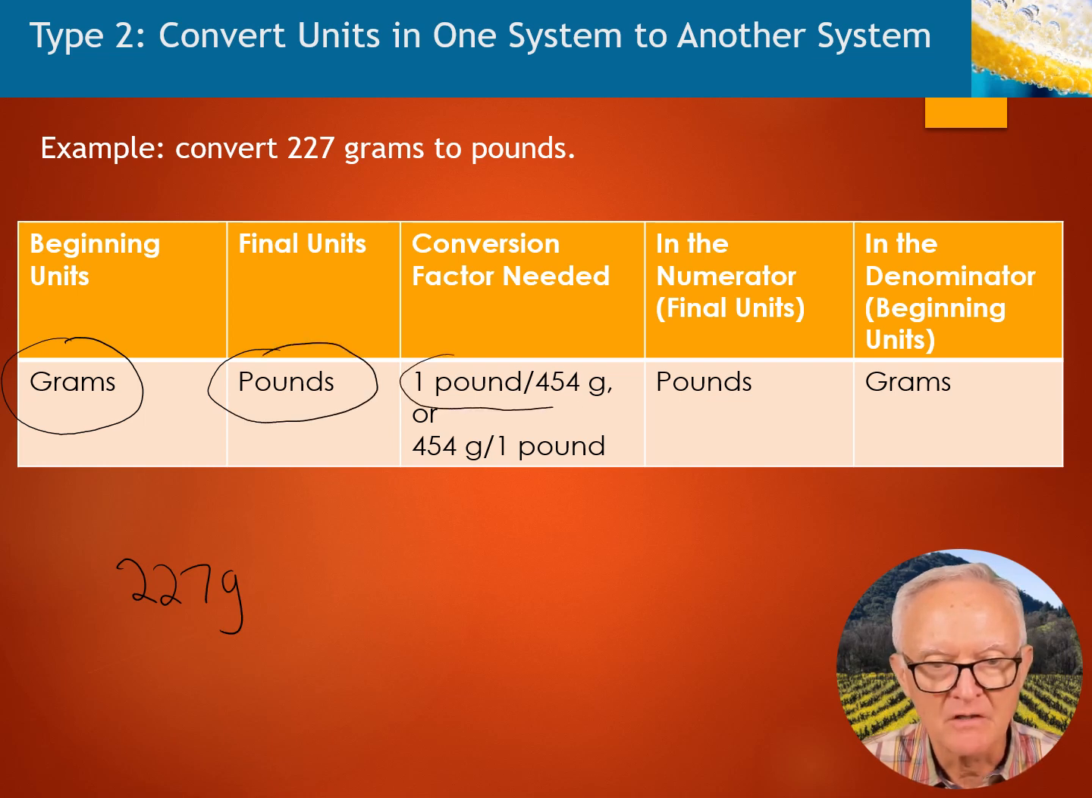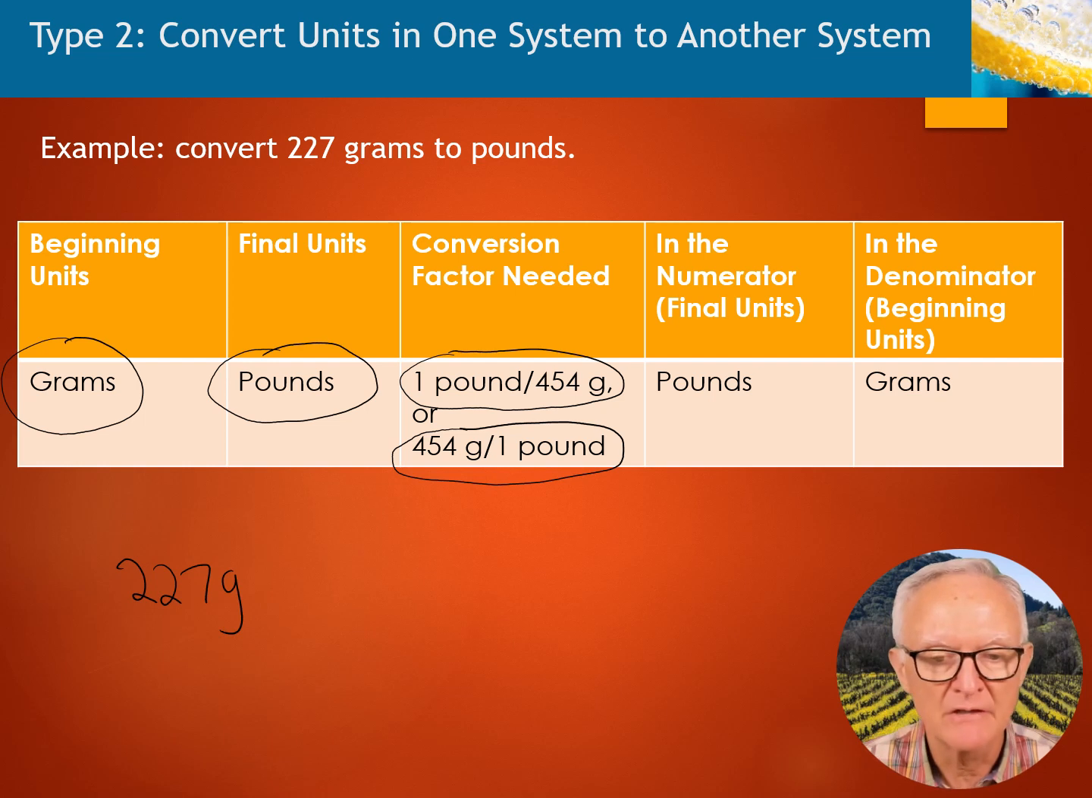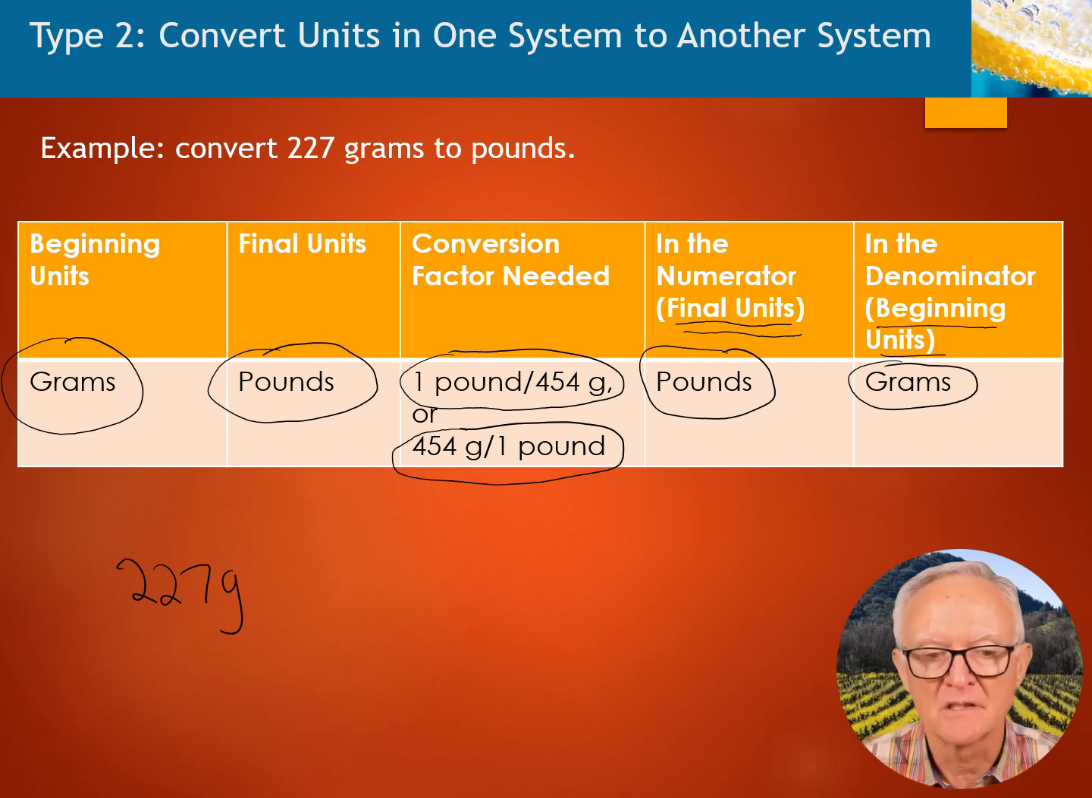We have our conversion factors. We can write them two ways, with the 1 pound in the numerator or in the denominator. And the last two columns tell us where we want to put pounds. We want to put it in the numerator because it is the final unit that we're going for. The beginning unit that we want to cancel is grams, and it will go in the denominator.